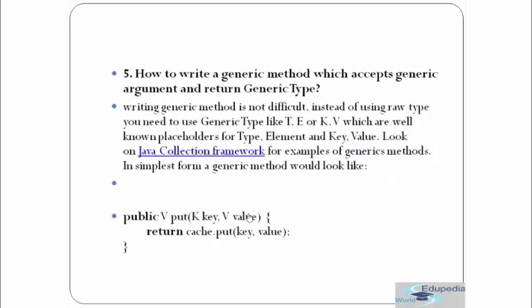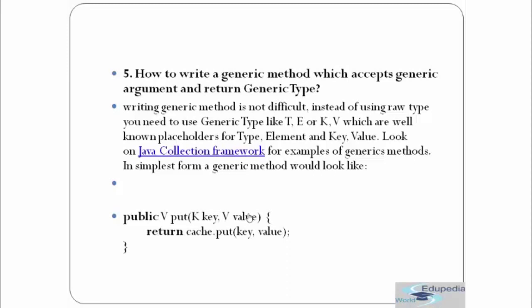Next question is how to write a generic method which accepts a generic argument and returns a generic type. Writing a generic method is not difficult. Instead of using a raw type, you need to use a generic type like T, E or K, V. These are well-known placeholders for type, element, key and value.